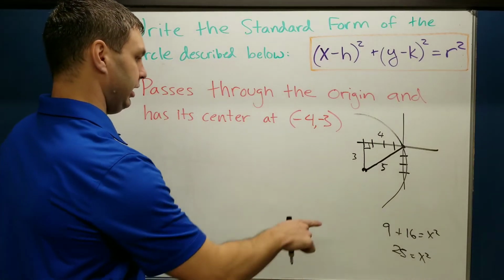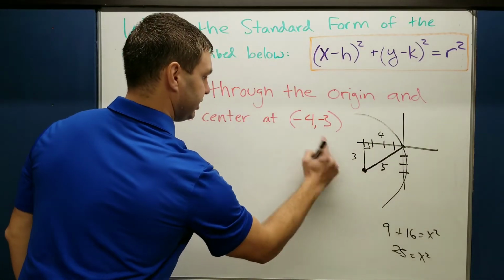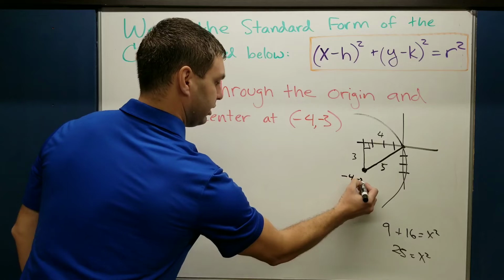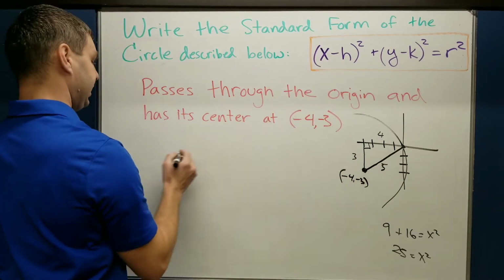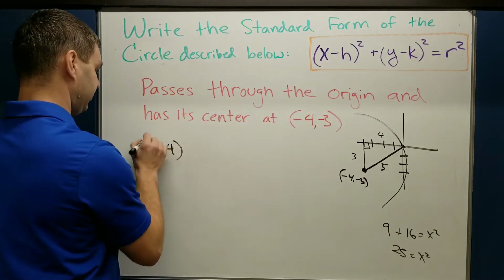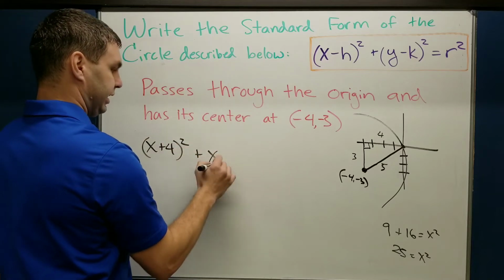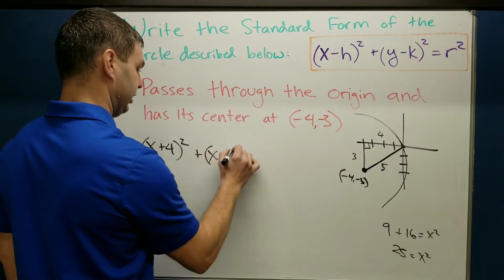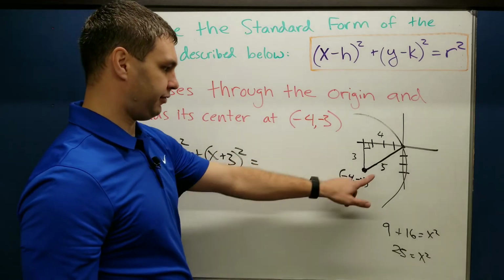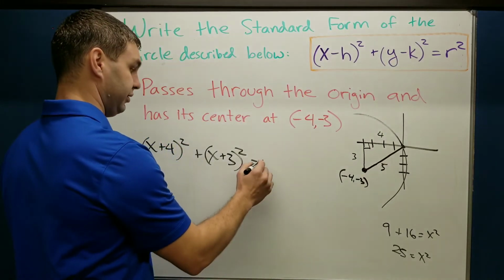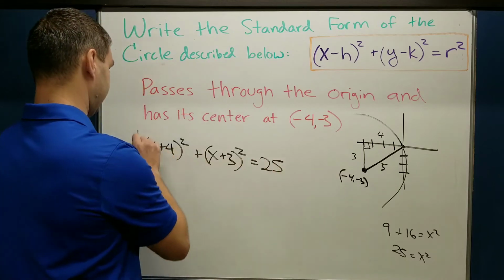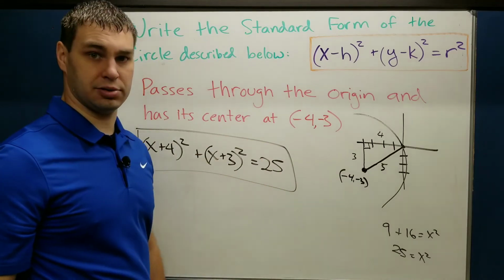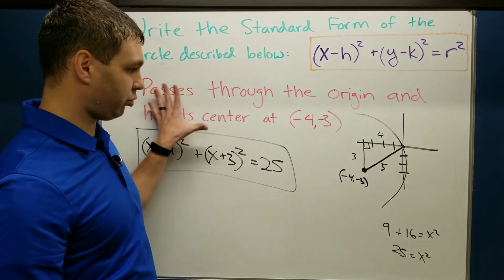All right, so again, my center here, it says, was -4, -3. So that's going to be x plus 4 squared plus y minus a -3 is plus 3 squared. And then the radius I just found, 5, I'll have to square that as well to put it in standard form, which is 25. All right, so this right here is the standard form of this described circle.